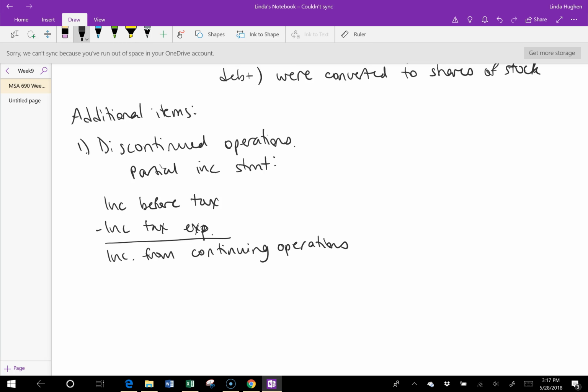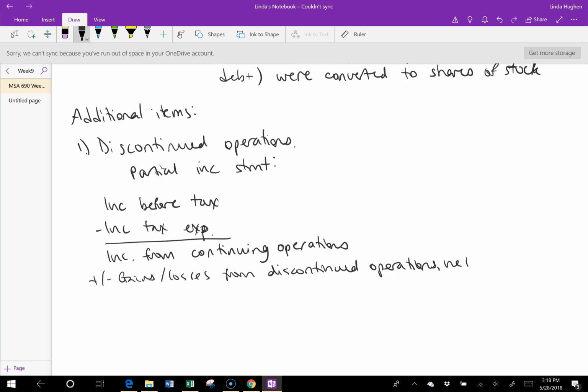So therefore, we're going to add or subtract gains or losses from discontinued operations. And again, this is going to be reported net of tax. And then we would have our line item net income.